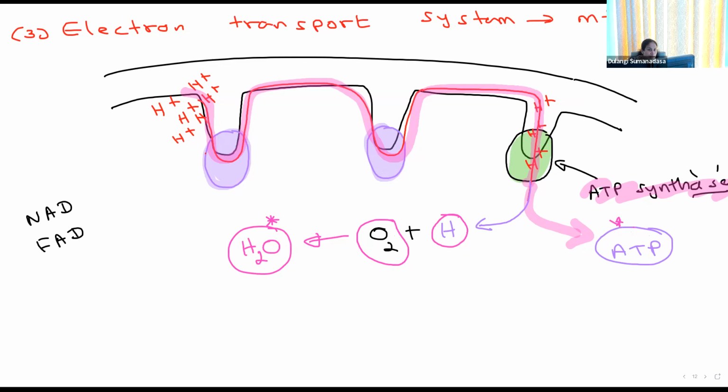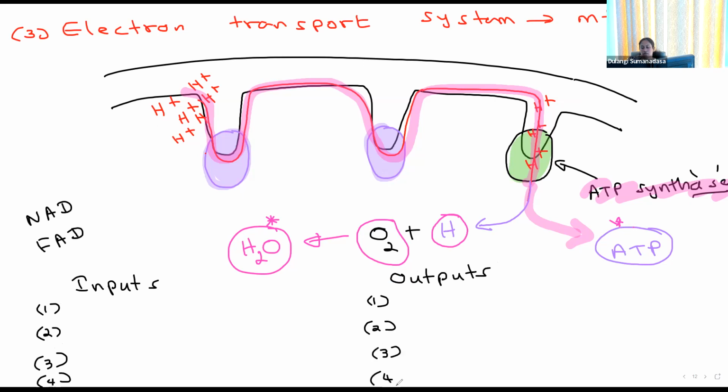So before we list down the steps of the electron transport chain, can you write down the inputs and outputs? I need 4 inputs, 4 outputs. This part is a bit confusing, not like the normal inputs and outputs in other stages. Just think and do it. ATP and NAD, NADH, FADH2 need to be on 2 different sides.